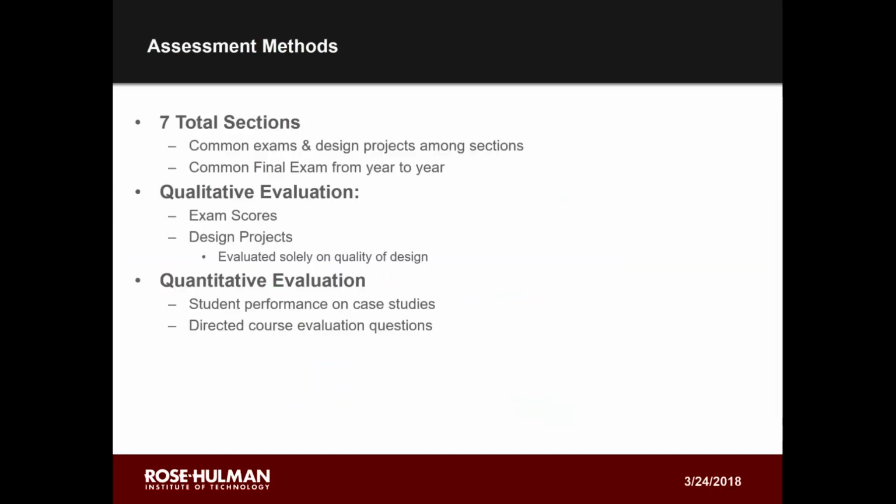So getting into the assessment, during the fall of 2017, when this course was offered, there were 7 total sections of EM 204 offered. One of them was done with this flipped model. The other 6 were done with other faculty in the traditional model. But we had common exams and design projects among every single section of the course, and likewise we had common final exams from year to year.